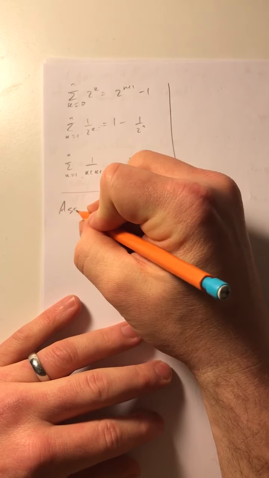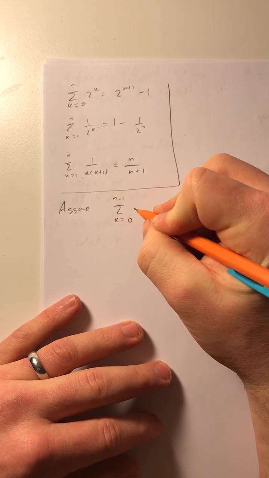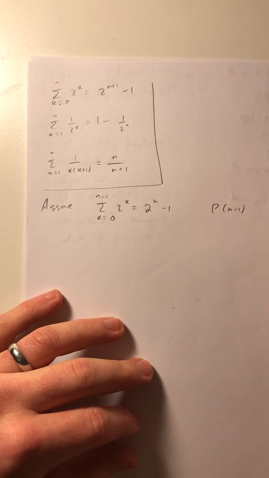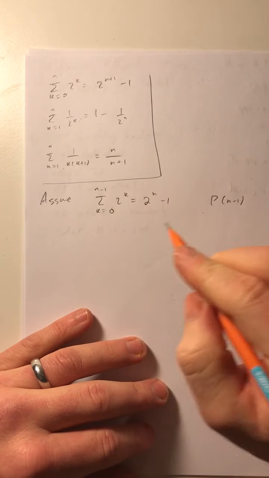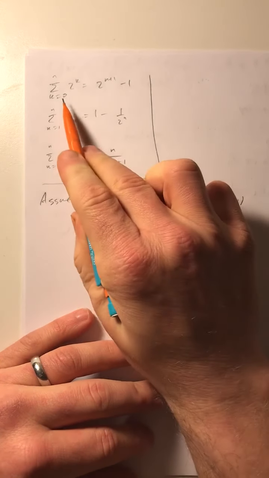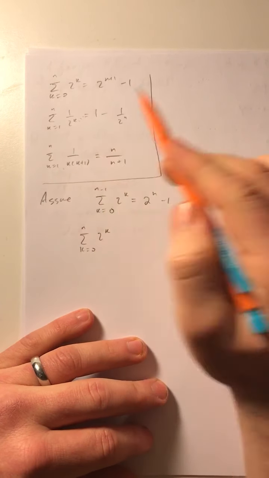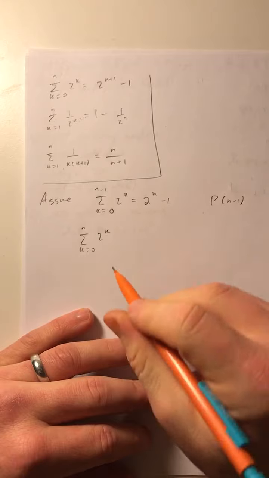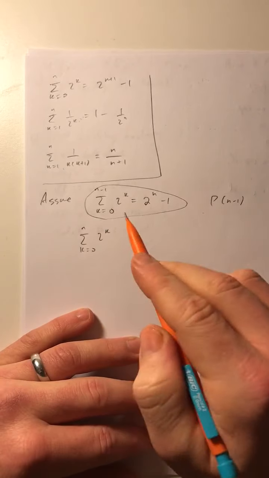So let's start with the first one. I'm going to assume the sum as k goes from 0 to n minus 1 of 2 to the k equals 2 to the n minus 1. This is the statement P(n-1). I'm going to assume that P(n-1) is true and then prove that Pn is true. So if I want to prove that Pn is true, I need to start with the left side and then show somehow that it is equal to the right side. I could also start with the right side and show that it's equal to the left side. What I'm going to do here is say, this is the information I know, and I want to say something about this, so I want to see how these things are related.